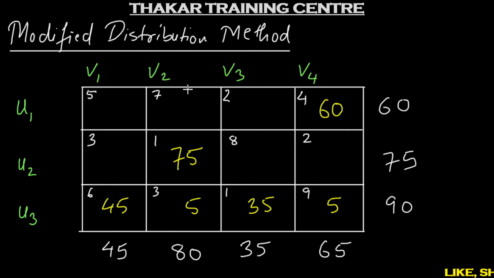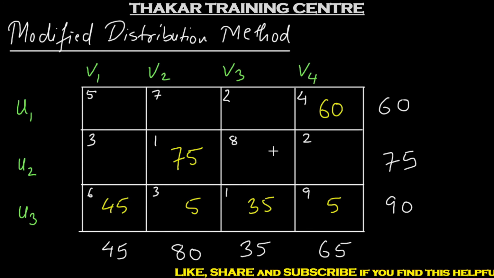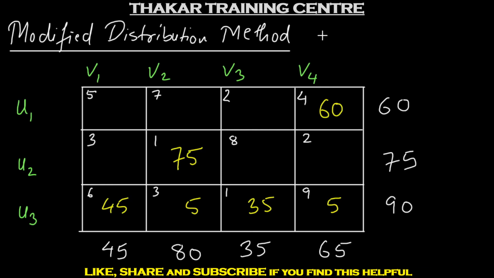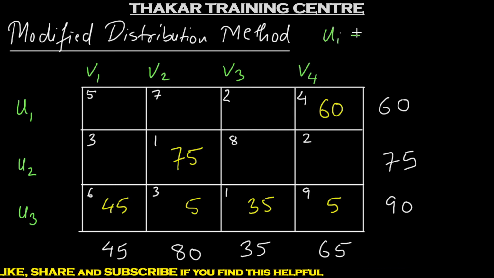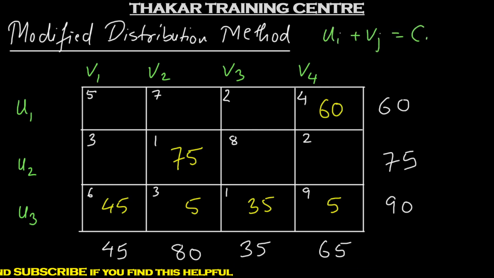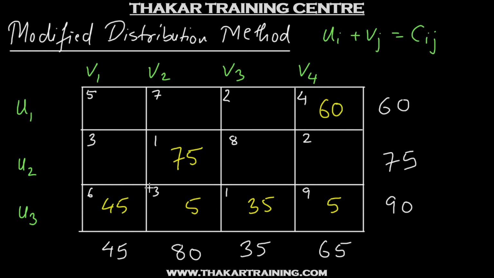Now the values of these variables are found out with the help of the loaded cells. That is, the cells which have allocations. So the values that these variables ui and vj can take are such that ui plus vj should be equal to cij for every loaded cell. So let's understand this further. So now what is happening is we have 6 allocations, whereas we have introduced 7 variables. So we'll have 6 conditions coming from each of these allocations, but then we have 7 unknowns.